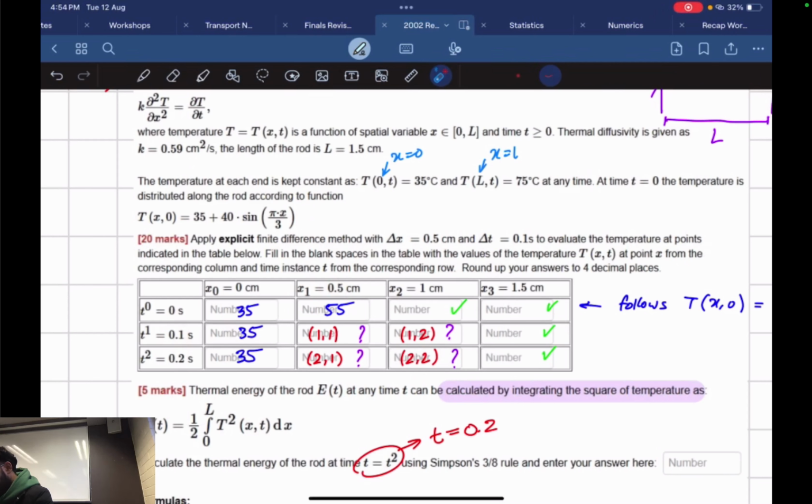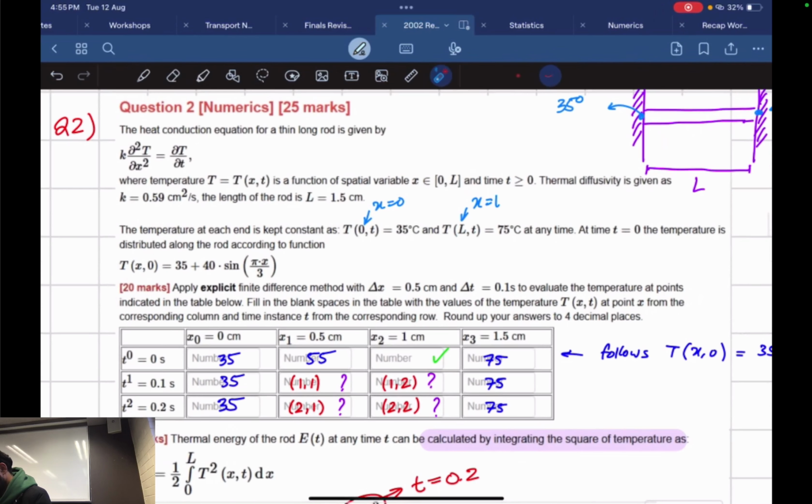Okay, how about this last row down here? 75. Perfect. Because it's the value at x equals L at any time. So that's using this one here. So x equals L at any time t. That's how we go about doing these kinds of questions. There's actually one more. I'll just fill it out.